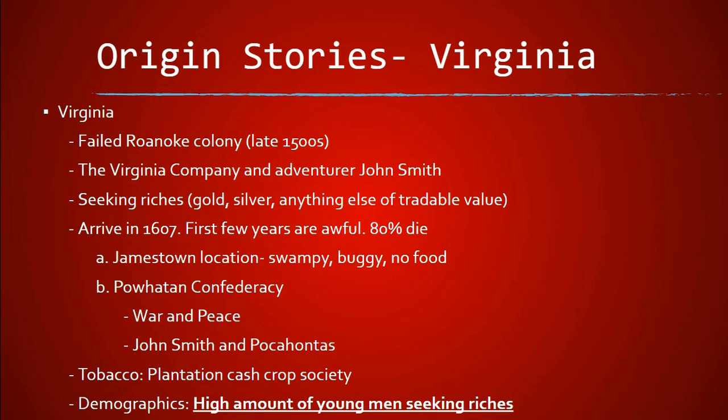These men were seeking riches like gold, silver, or anything else of tradable value. When they arrived in Virginia, they would find none of those riches, and instead they found death. The first few years were awful. The Jamestown location was swampy and buggy, and the expedition had a hard time feeding itself. There was a local, powerful Native American confederacy led by Chief Powhatan.